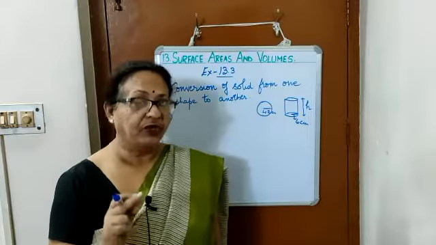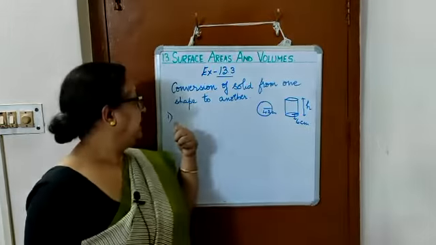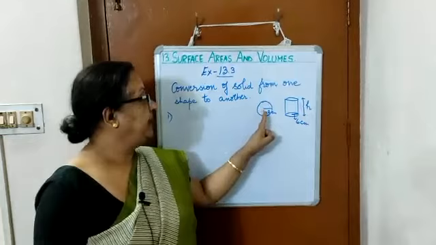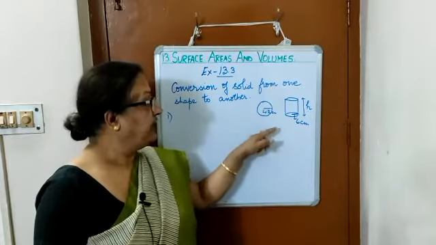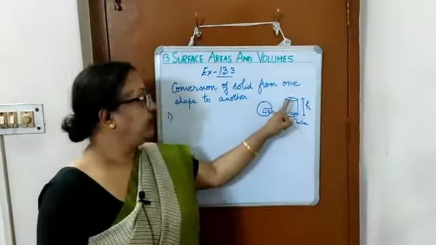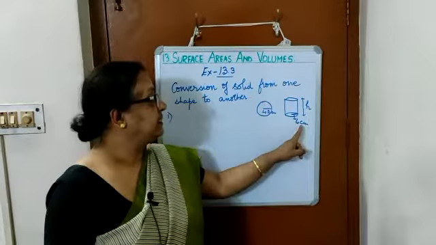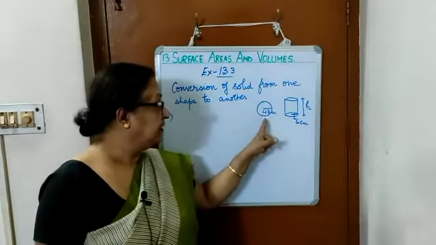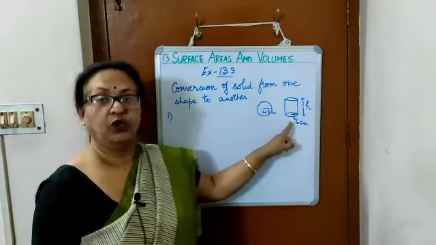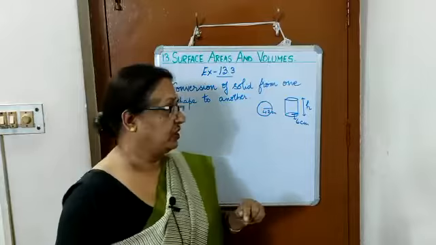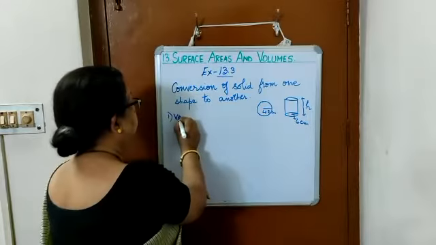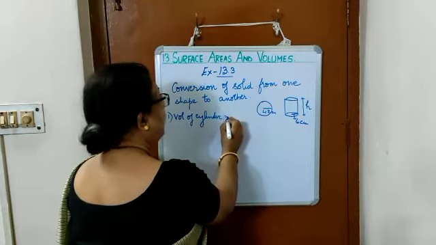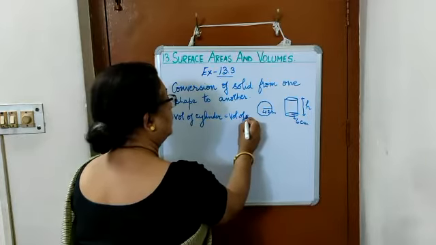Okay children, so based on this we have exercise 13.3. Let's see the first sum. What is given in the question? You have a sphere whose radius is 4.2 centimeter. Now this sphere is melted and recast into a cylinder whose radius is given as 6 centimeter. You need to find the height of the cylinder. Since this is melted to form a cylinder, both their volumes will remain same, isn't it? So we start: volume of the cylinder will be equal to volume of sphere.